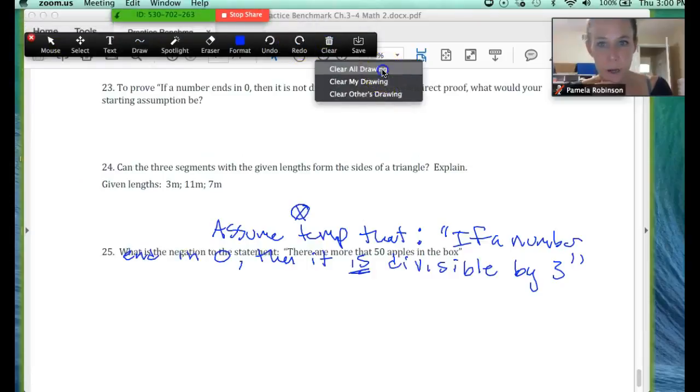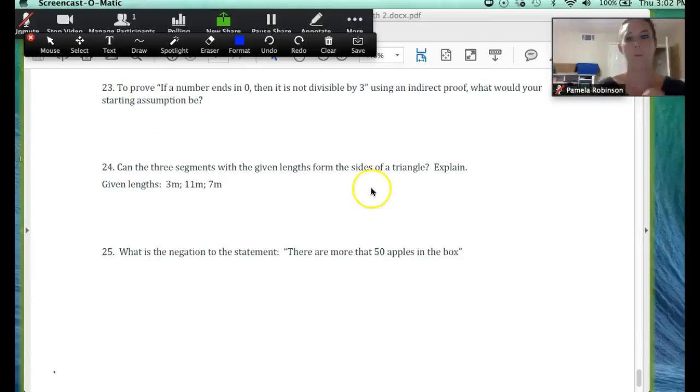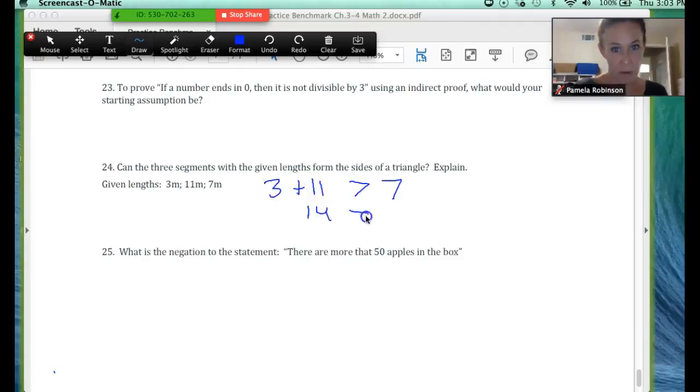24. We're almost there. Can the 3 segments with the given lengths form the sides of a triangle? Explain. Okay, remember, 2 sides added together need to be greater than the 3rd side. So let's see if it works. We need to see if 3 plus 11 is greater than 7, 7 plus 11 is greater than 3, 11 and 3 is greater than 7. Every 2 sides have to be greater than the 3rd side for it to make a triangle. So we're just going to go 3 plus 11 and see if it's greater than 7. Well, yeah, because 11 is greater than 7, so 14 is going to be greater than 7.